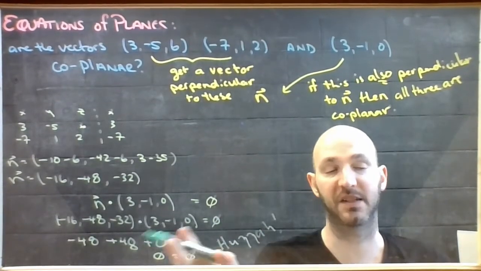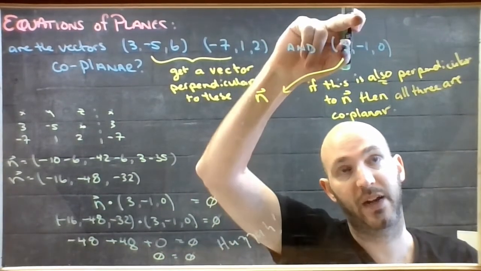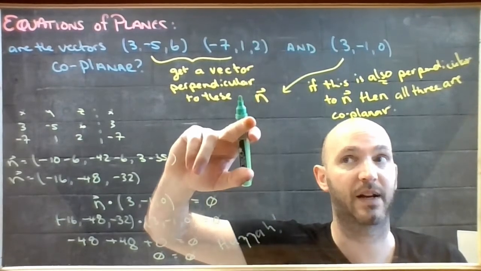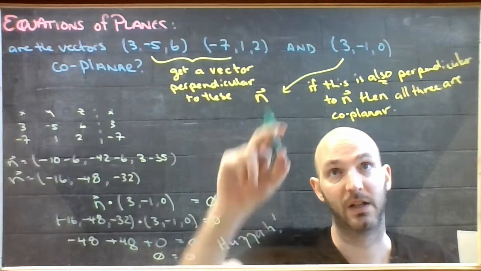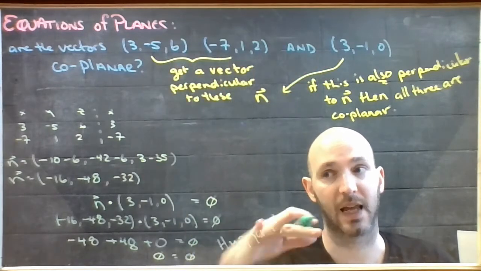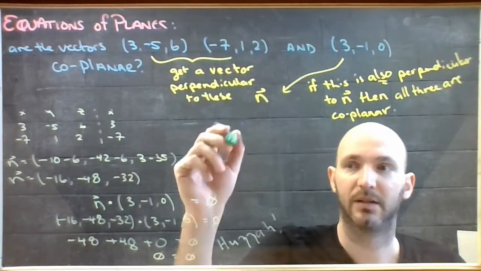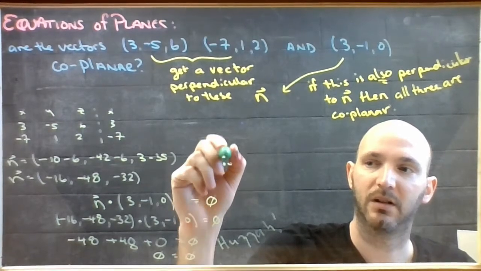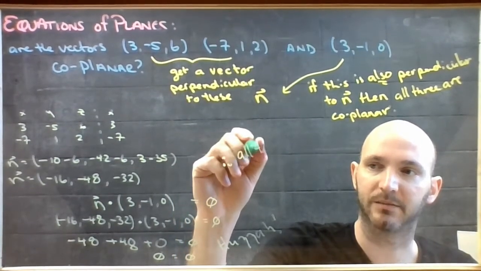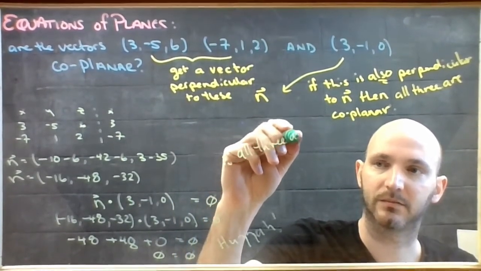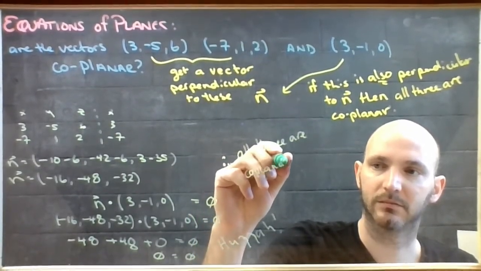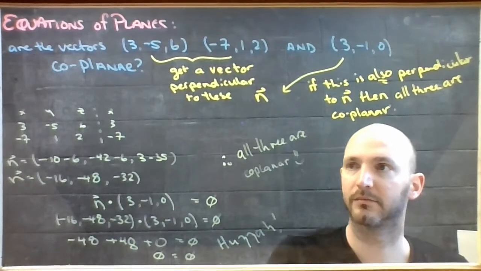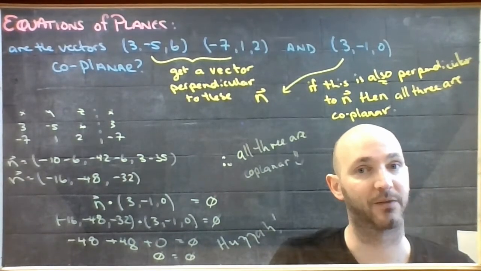Because 0 equals 0, this vector is perpendicular to the vector that is perpendicular to those vectors. Ipso facto, all 3 of these vectors lie in the same plane. So therefore, all 3 are coplanar. All right, off to the practice problems.